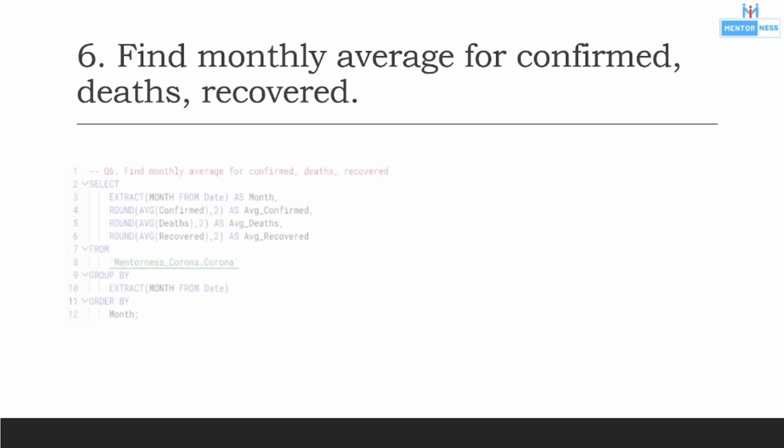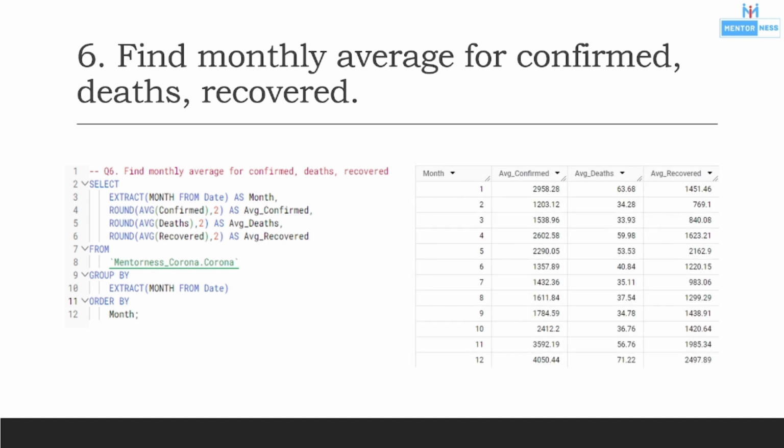And the sixth is to find the monthly average for confirmed, death, and recovered cases. So we need to extract the month from the date column, and for every month we need to find the average of confirmed, death, and recovered cases, and we will order it by month, so we can see the trend in the data one by one. So these are the 12 months available in the data set, and the average confirmed, average deaths and average recovered cases are present on the screen.